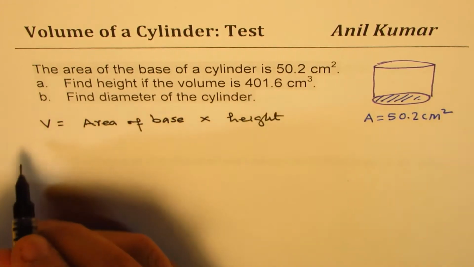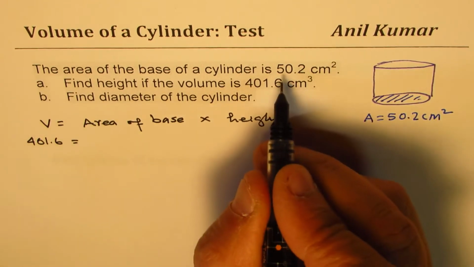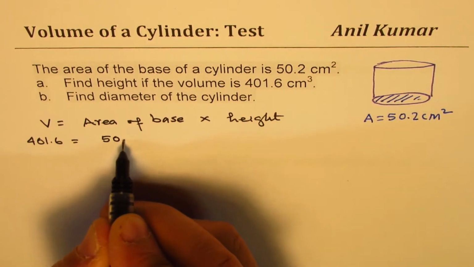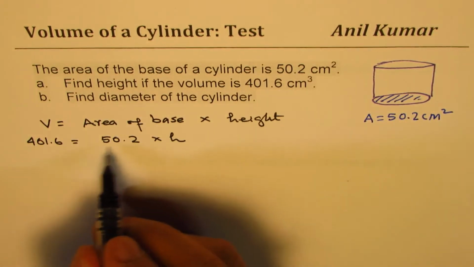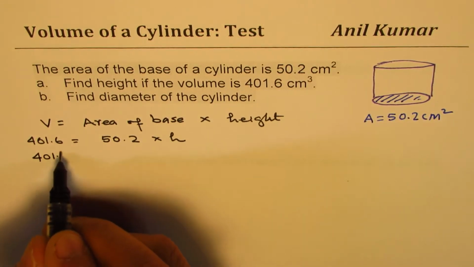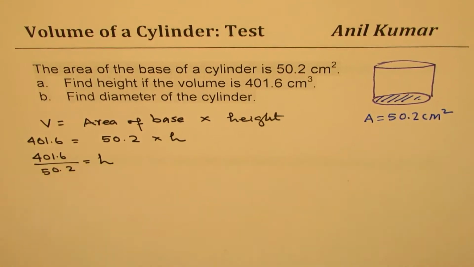We are given the volume of 401.6. Area of the base is given to us as 50.2, and we need to find height. So height is 401.6 divided by 50.2. That gives me the height, correct?